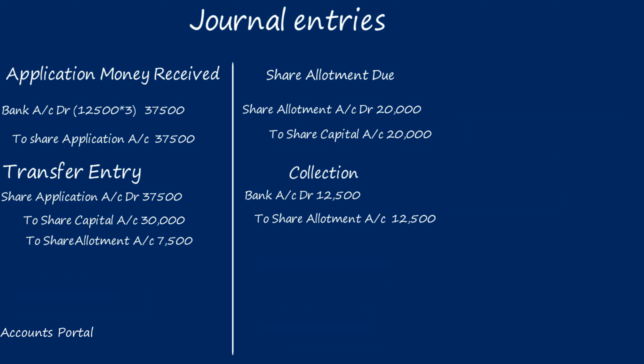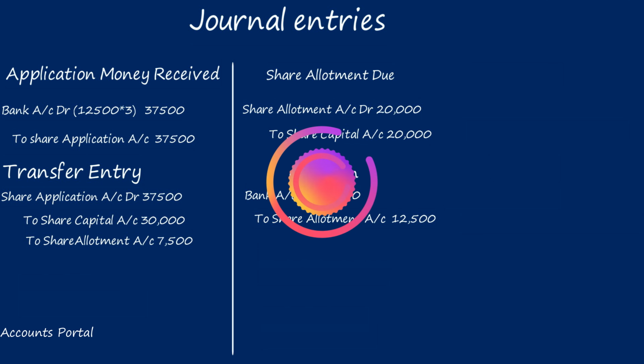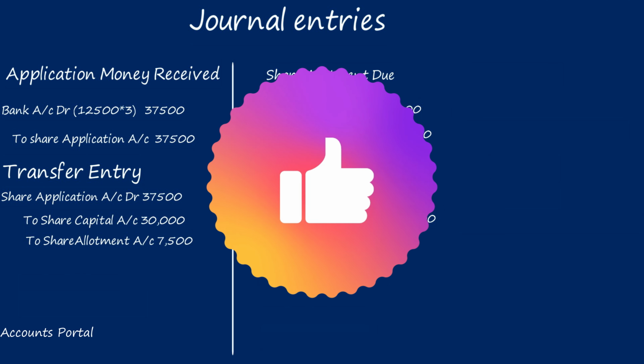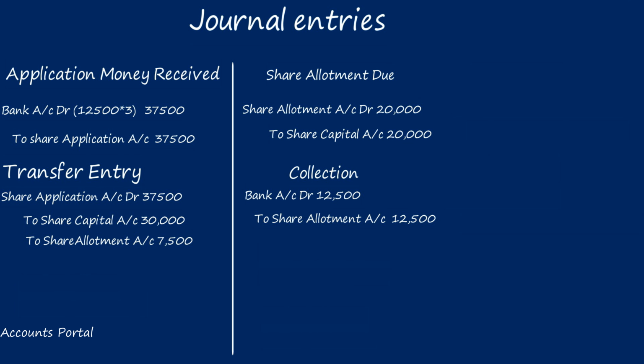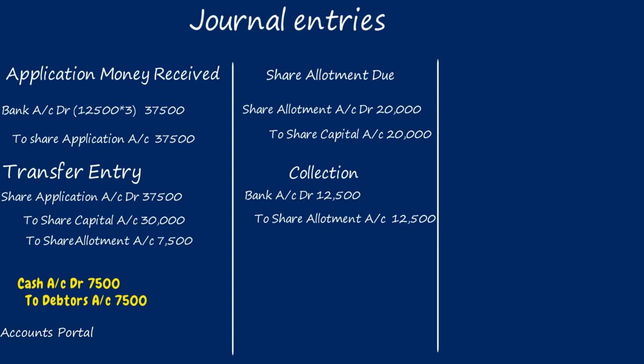Dear students, please pay attention. Apart from the terminology, dear students, we are not learning anything new. I will prove that you are aware of this concept. Imagine you received 7,500 advance from debtors. What will be the general entry? Cash account debit 7,500 to debtors account 7,500.